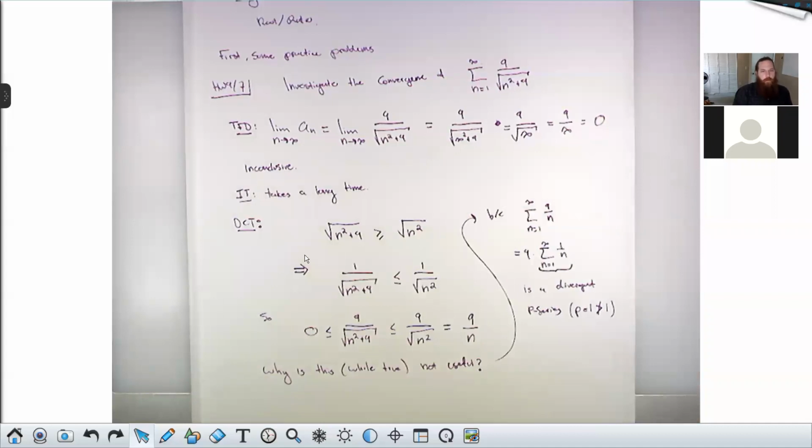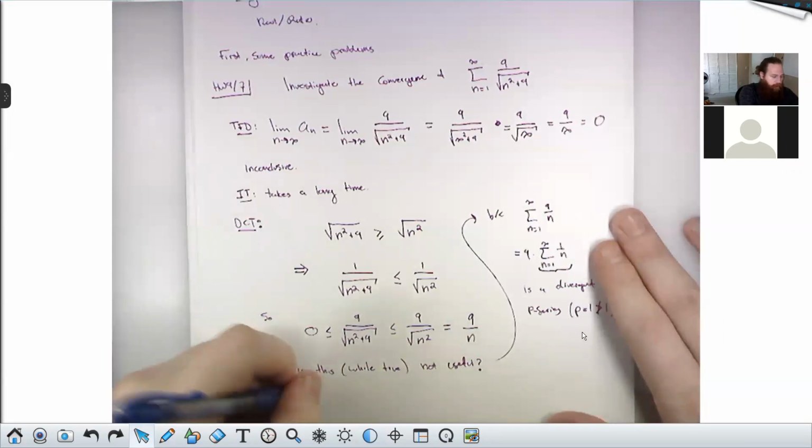So I would be showing with DCT that my guy is a little bit smaller than something which, when summed, is divergent. And being smaller than a divergent series doesn't prove anything. Every convergent series is smaller than a divergent series. So are a bunch of divergent series. So it's not helpful. I don't learn anything. This is actually inconclusive also.